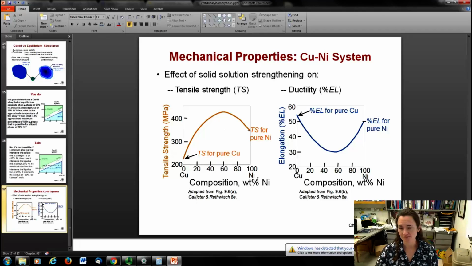Okay. All right, now, of course, the ductility goes as sort of the inverse of the tensile strength. The stronger something is, the less ductile it is. We talked about that. And so you're going to see the ductility bottoming out when the tensile strength peaks.